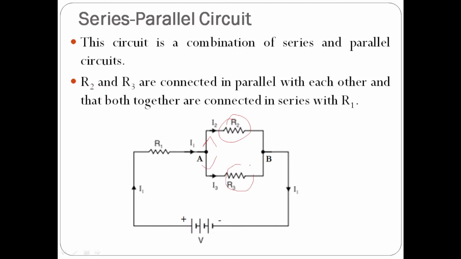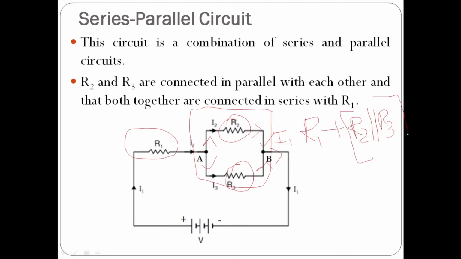What is the current in R1? I1. So R1 is in series with what? R1 is in series with the parallel combination of R2 and R3. Even though R2 and R3 are in parallel, when you add the currents of both the elements, the current is the same as the current that is flowing in R1. So I can say that these two elements together are in series with R1.